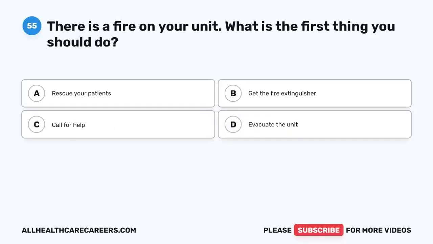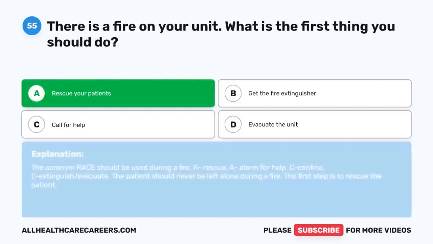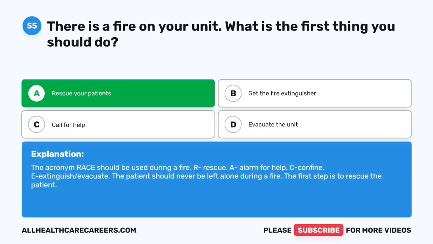A. Rescue your patients. B. Get the fire extinguisher. C. Call for help. D. Evacuate the unit. The correct answer is A. Rescue your patients. The acronym RACE should be used during a fire. R, Rescue. A, Alarm for help. C, Confine. E, Extinguish and evacuate. The patient should never be left alone during a fire. The first step is to rescue the patient.